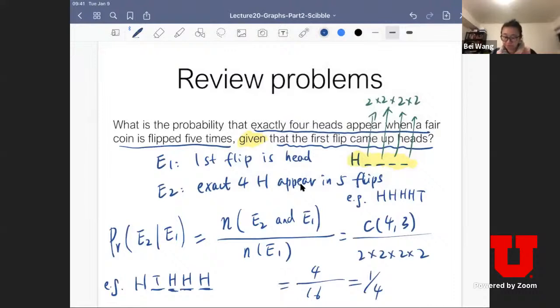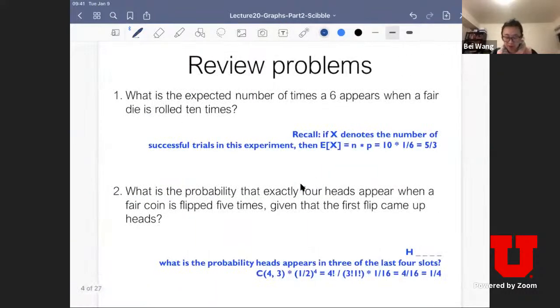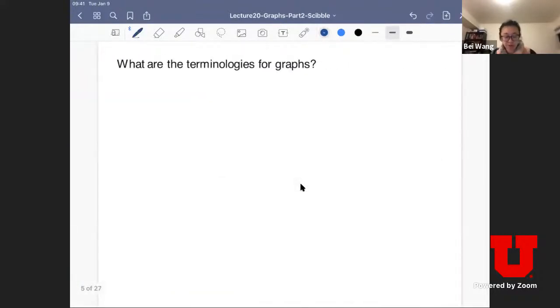Okay. All right. So now let's move on to questions regarding graphs. So this is sort of the detailed explanation of the solution as well. Let's move on to graphs. So what are some of the terminologies for graphs? If you have seen part 1 of lecture 20, you might have reviewed this again. So we're going to go through some of those terminologies quickly.